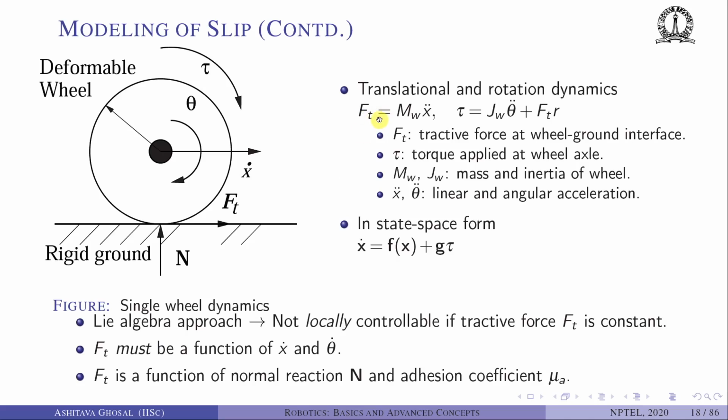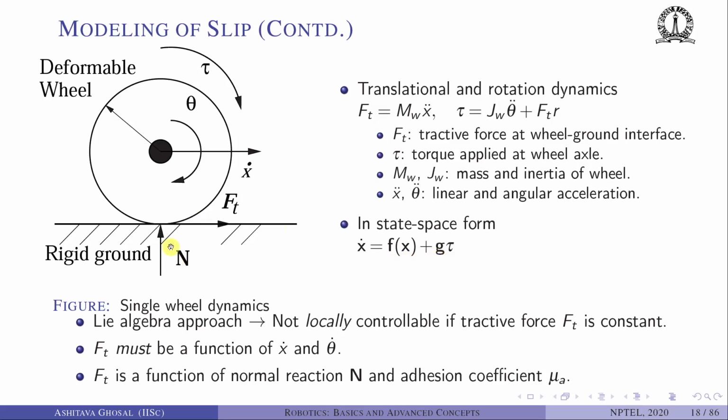So it turns out that this tractive force F of t will be equal to m of the wheel, which is the mass of the wheel, times x double dot. So this is the direction x dot of the center of the wheel. And since we are applying a torque via a motor, this torque will be equal to J omega, which is the moment of inertia of this wheel, times theta double dot, plus the torque due to this tractive force, which is Ft times r, where x double dot and theta double dot are the linear and angular acceleration of the wheel. So in state space form, this can be written as x dot equals fx plus g tau.